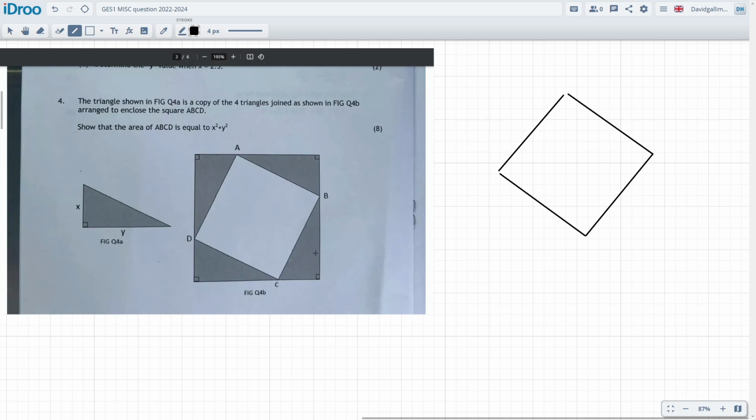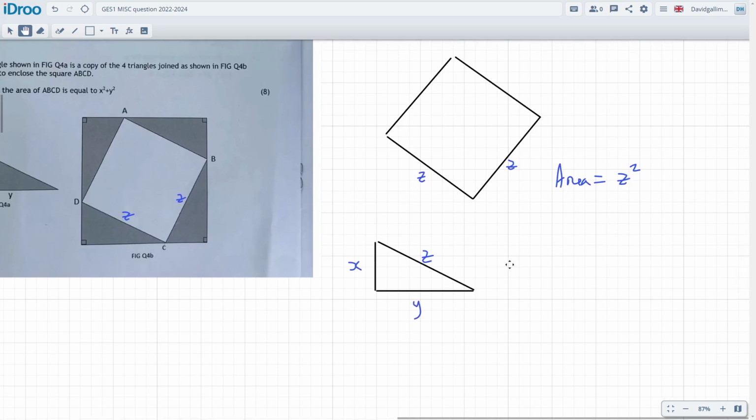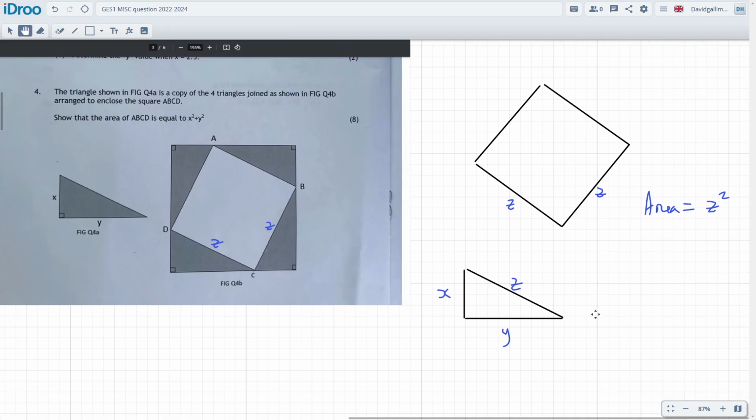But let's just grab one of those triangles. Let's call this side x, and this is y, and let's call this one z or something. So if we call this one z, then the outside of our square would also be z. So the area of this square will be z squared, right? So if we can work out what z is, then we can square it and we get the answer. So let's see if we can work out what z is based upon the rest of this triangle.